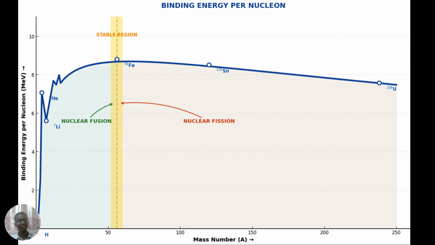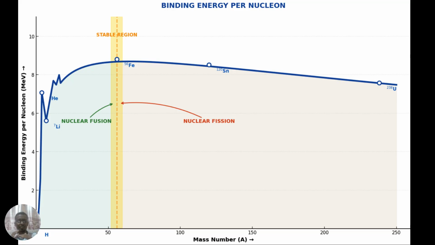So the lighter nuclei combine, or fuse together, to become more stable and come near to the stability region. So we can see it's a fusion region.